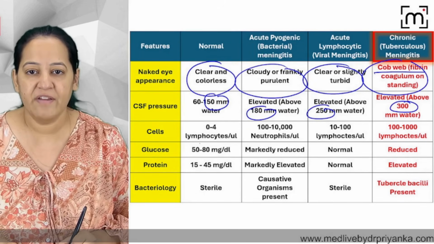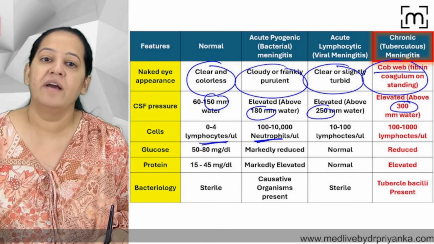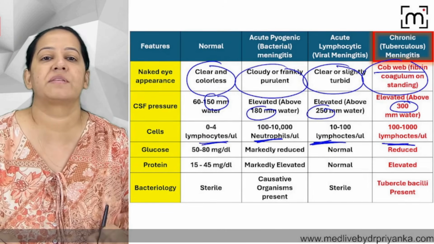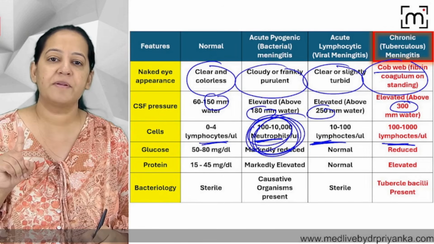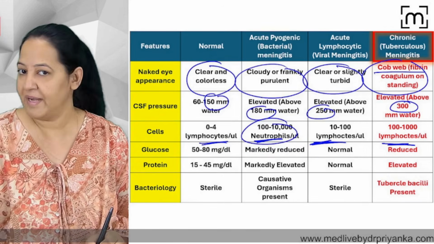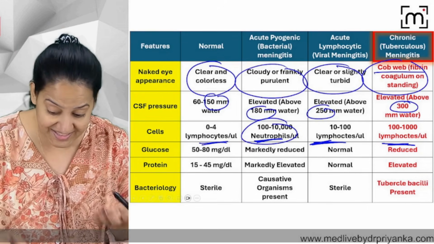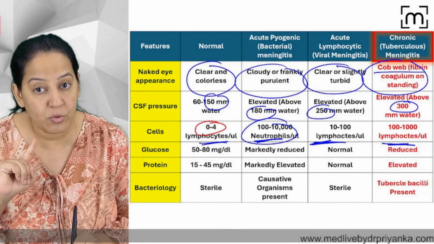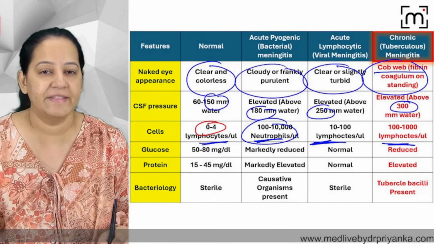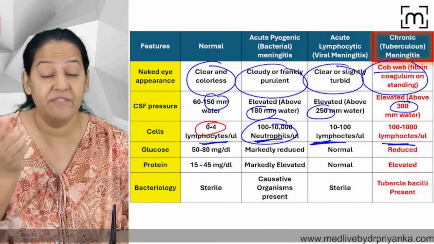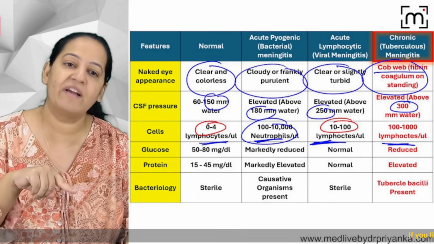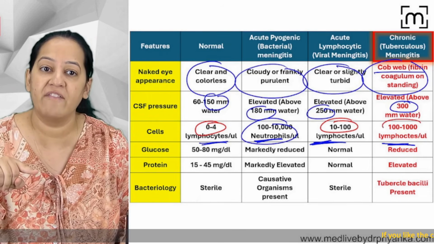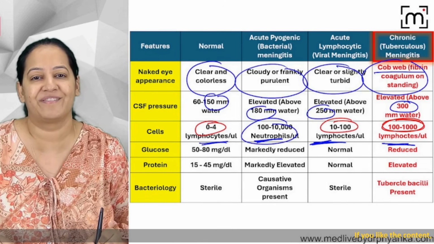See the cells. Here we have lymphocytes, here neutrophils, here again lymphocytes, and here also lymphocytes. Neutrophils are present only in the bacterial one. The remaining three have lymphocytes, but you see the range of the lymphocytes. Normally 0 to 4 lymphocytes per microliter. In the viral one, we have 10 to 100 lymphocytes per microliter. And in the chronic one, tubercular or cryptococcal, we have 100 to 1000 lymphocytes per microliter.